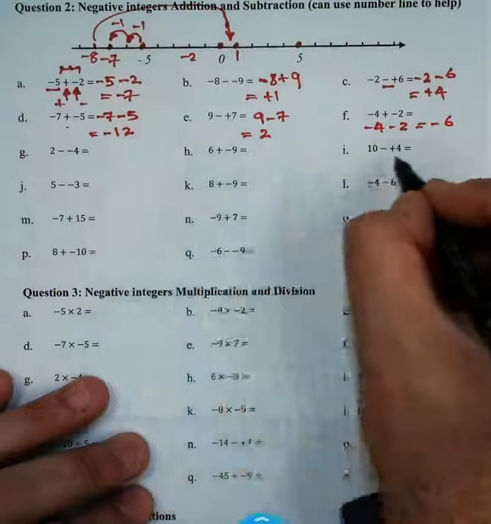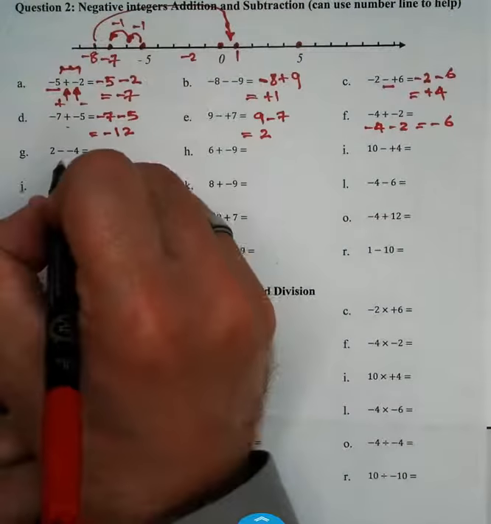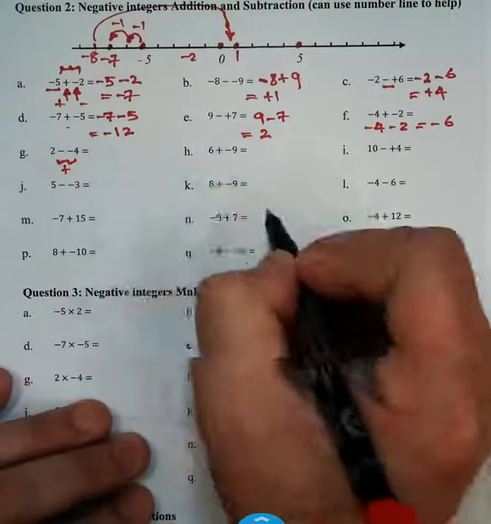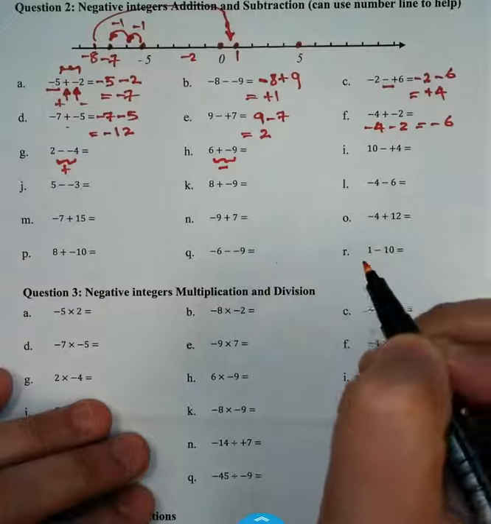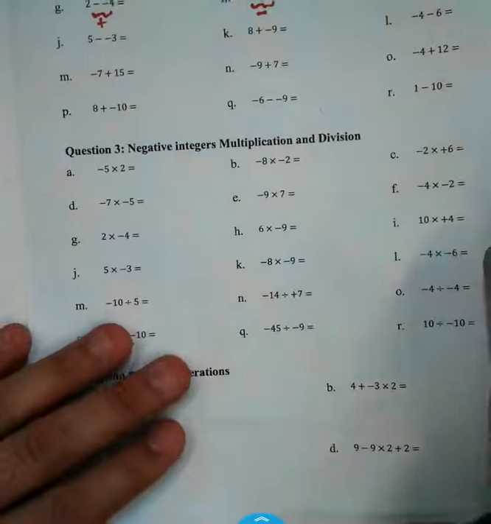that's about it. All the rest look very similar, so you get the idea. If they are the same, it's always a plus. If they are different, so minus and a plus, it's always a minus. Just make sure you understand that. Now let's move on to the next question.